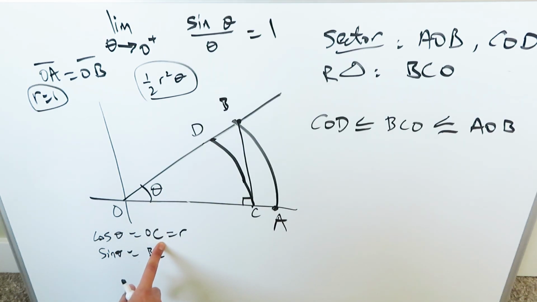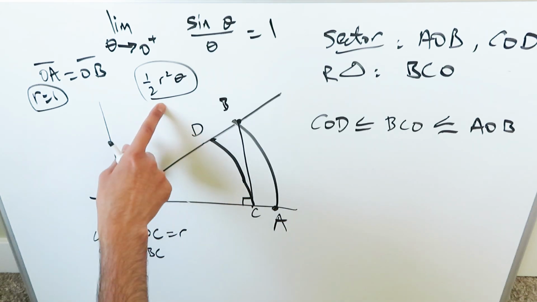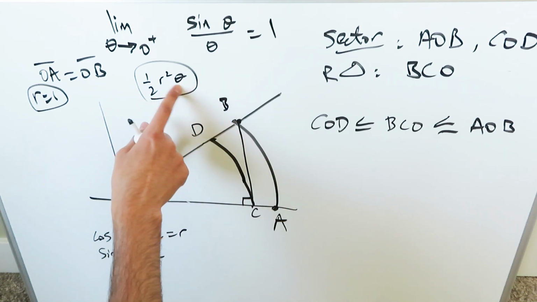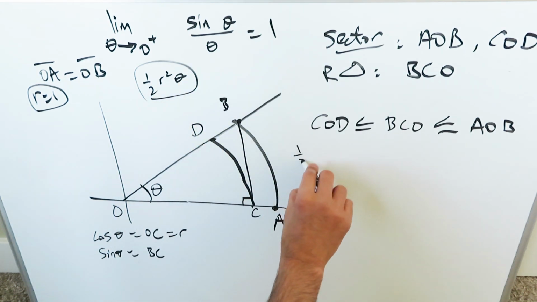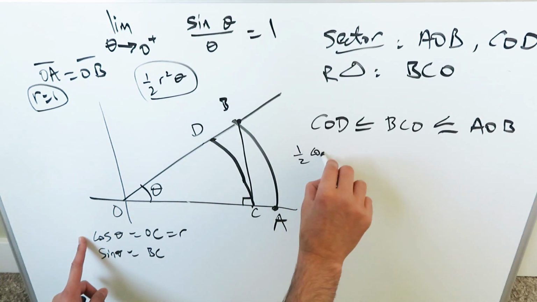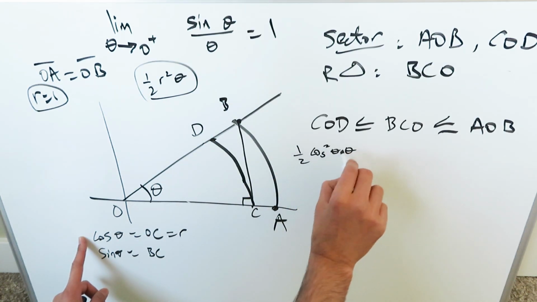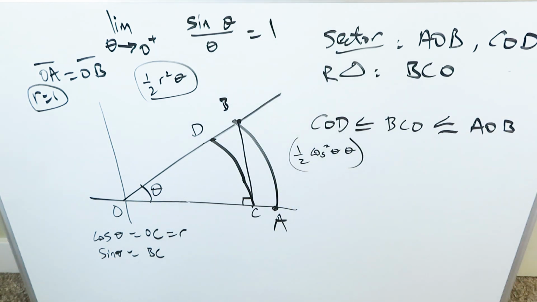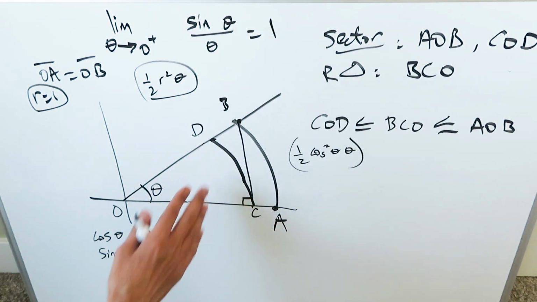If you run these items through your sector formula, you have a half times the theta times that r squared. What will that be? Half r squared, which is cosine theta squared. Alright, that's cosine squared theta, and then I have a theta. This right here is my area of that first sector, the smallest item here on the board.